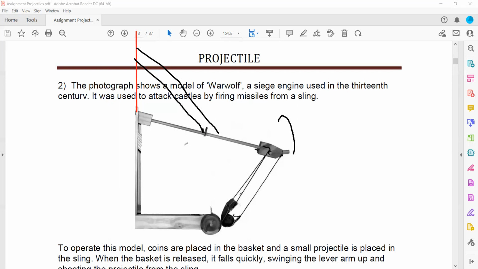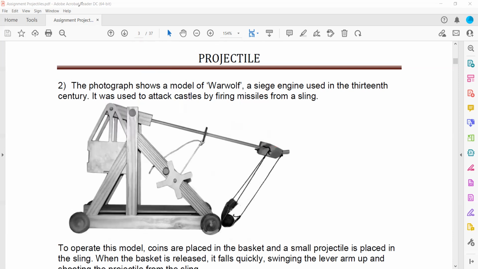this arm will go up, and the projectile is placed, the object is placed here, or a small piece of rock is placed here. So when this arm moves, elastic strain energy changes to kinetic, and when this arm hits the vertical part, at that position the projectile will be launched and it will move in this manner. So this is what the student designed, according to the information given.